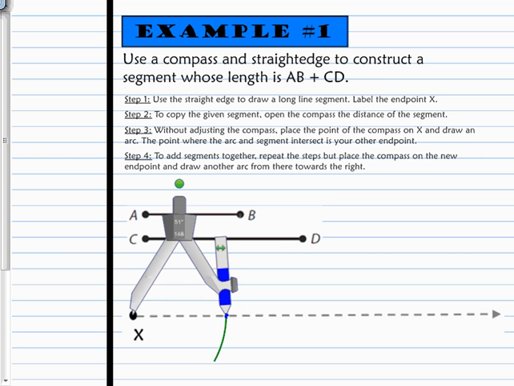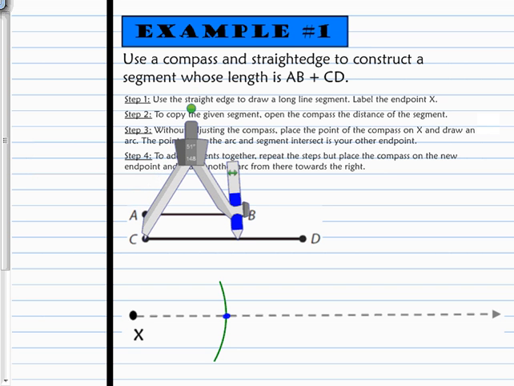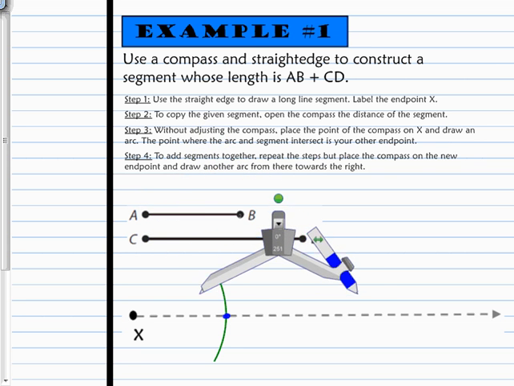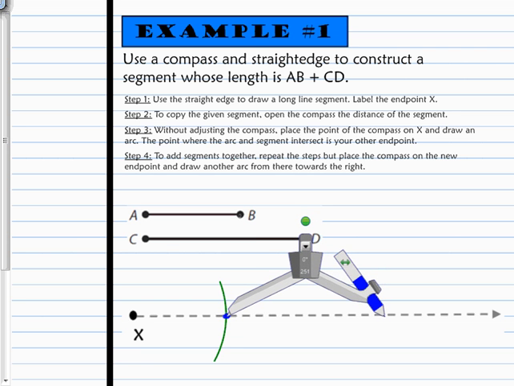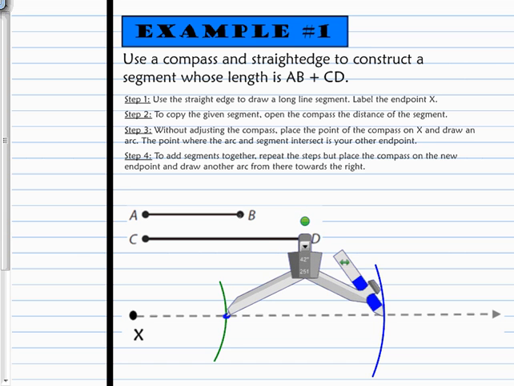This is the endpoint of the piece I just drew, and it should be the same length as AB because I started on the endpoint, it was open to the distance, and I drew an arc. So I want to add another segment to that, so I'm going to repeat the process. I'm going to move my compass down to my new segment, open up my compass the distance of it, move my compass down to the new endpoint, and again, draw an arc.